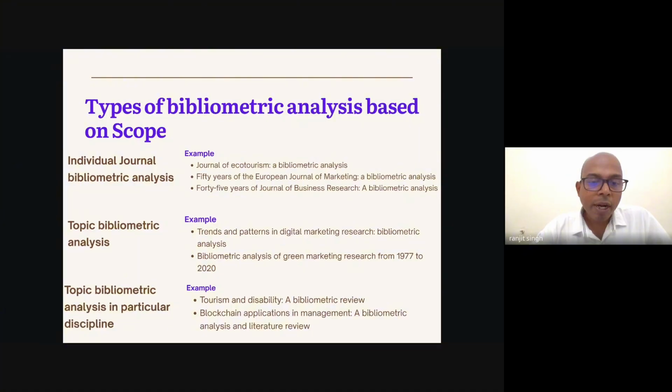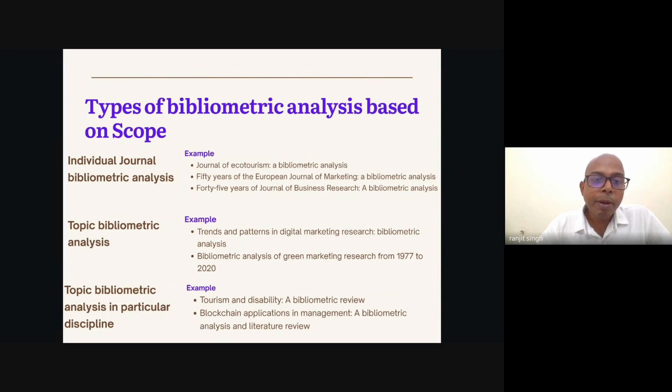The thing is that when a journal reaches a specific milestone, such as an anniversary, having completed more than 50 years, or 40 years, 30 years, it will publish a journal bibliometric analysis. That analysis will help to account for where it has been and where it is headed. And it will provide crucial information to the journal editor, whether they have to change the theme of the journal or add a new theme. So this analysis will provide this type of information to the editor and associate editor.